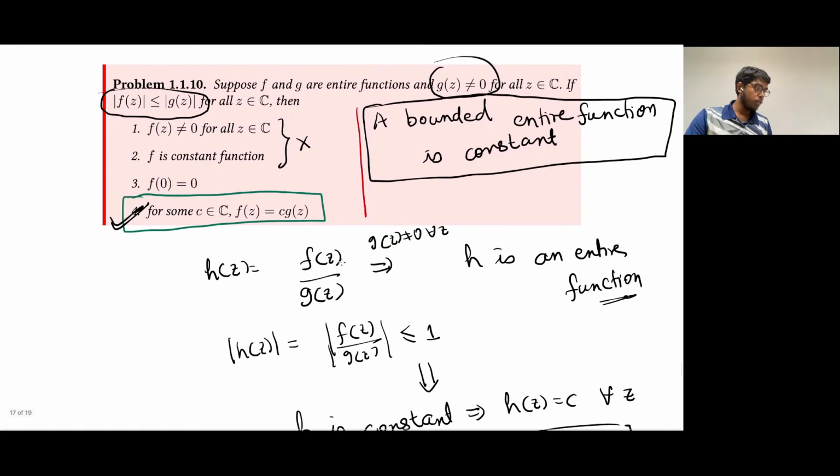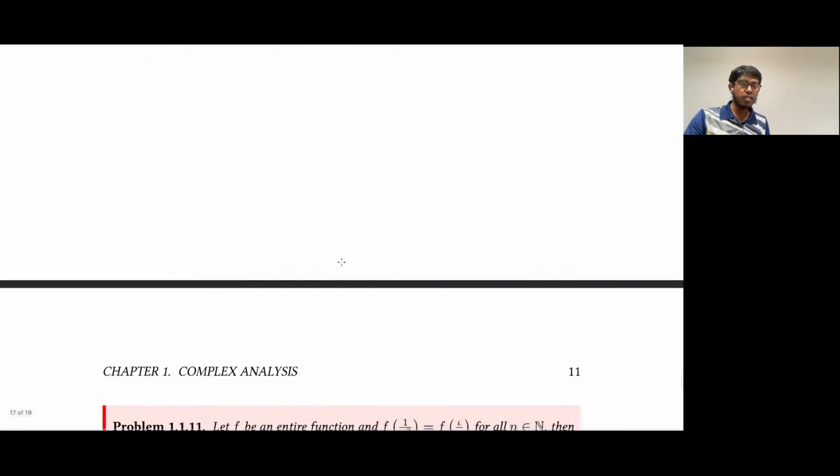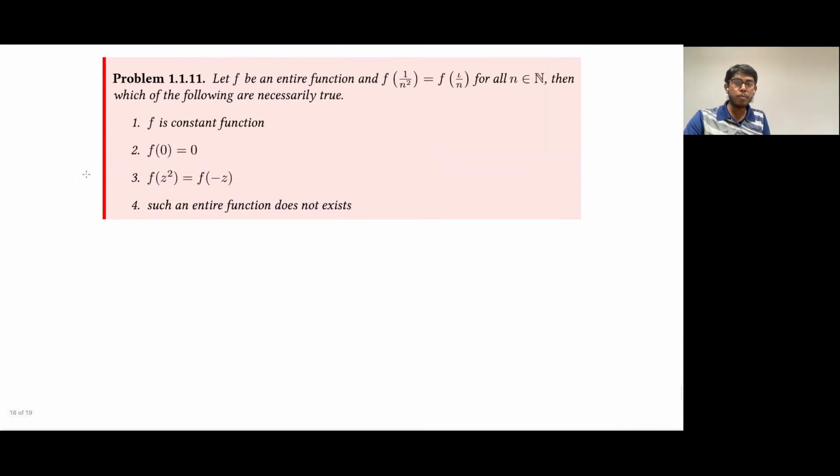Even in this problem, this is also a multi-select question. So in this problem also more than one option can be true.